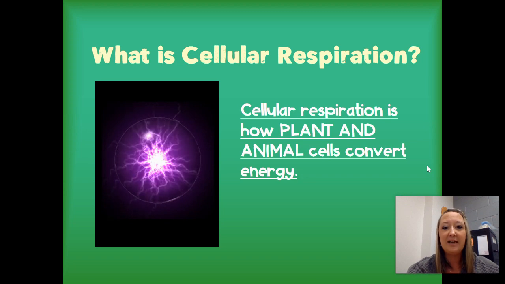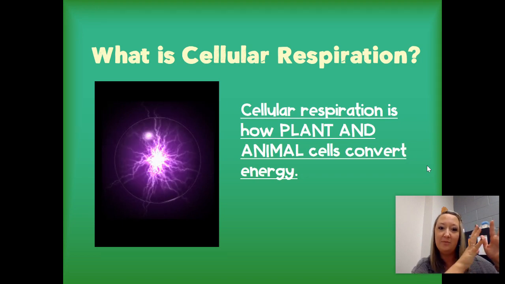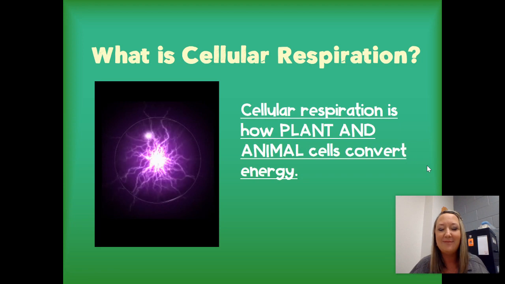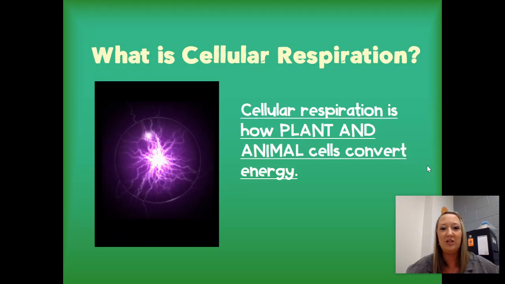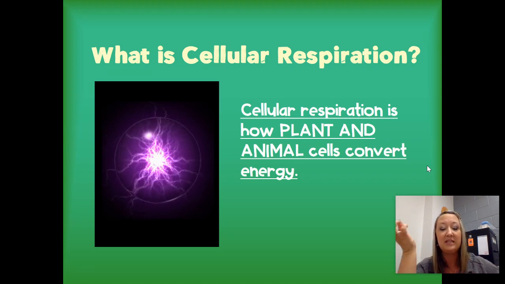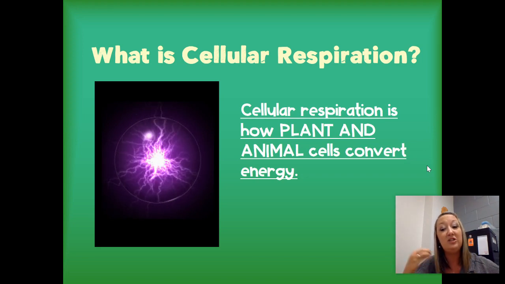So today we're going to be talking about cellular respiration. Yesterday we talked about photosynthesis, and photosynthesis, remember, is how plants take energy from the sun and they turn it into glucose. Great, glucose, that's awesome. Now, what do their cells do with that glucose when they get it, right? So that's where cellular respiration comes in. Cellular respiration is how plant and animal cells convert energy, and glucose is that stored energy. So cellular respiration is how plants change that glucose into a form of energy that's usable on a cellular level.